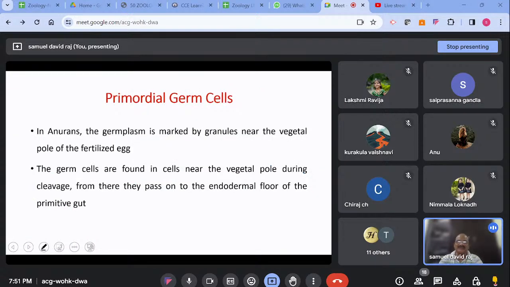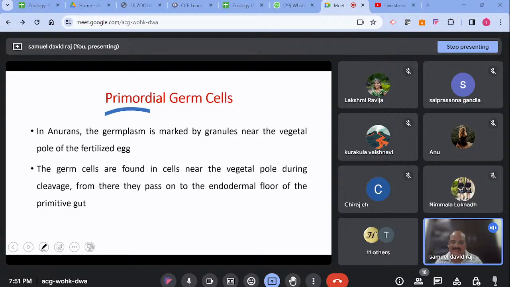Before going to this, we should learn something about the primordial germ cells. These are the germ cells from which the actual reproductive cells or germinal cells are derived. Primordial means the first, the germ cells which are first formed. Coming to the vertebrates, their origin is said to be of different types.